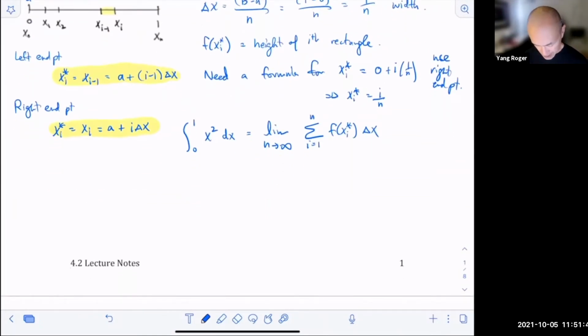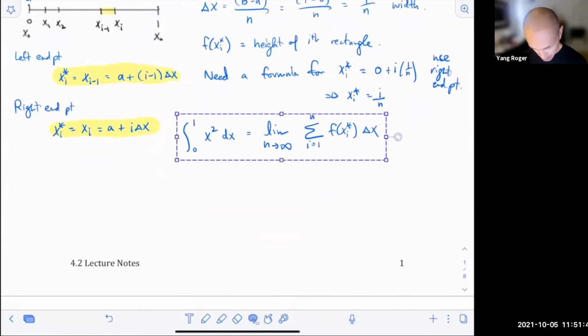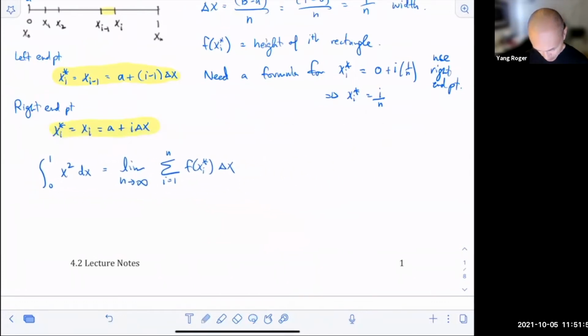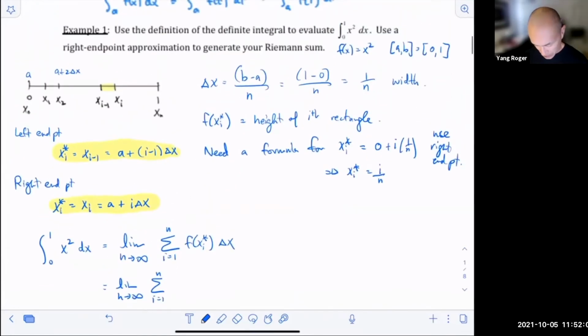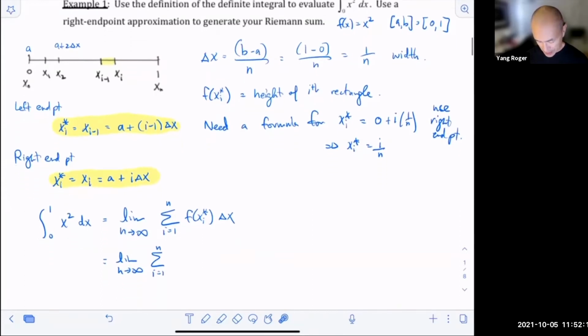So this is just going to be, you know what, let me move it. This is going to be the limit as n goes to infinity, sum as I goes from 1 to n. Your f in this case is the squaring function. So what I'm going to do is take my xi star and square it. So this becomes I over n squared. And my delta x was 1 over n.